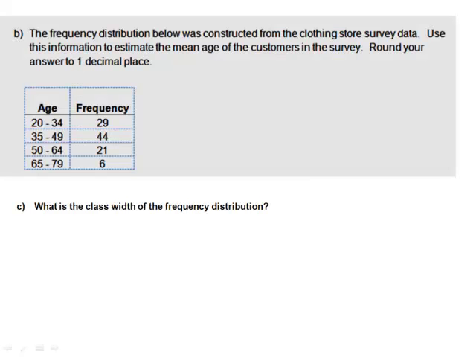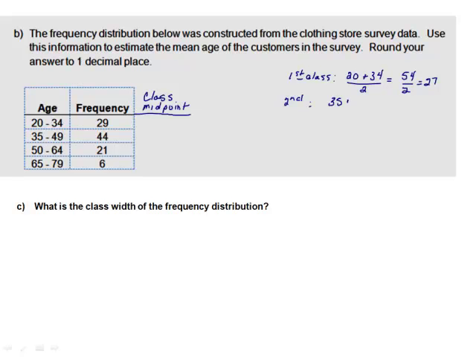Now part B of this question has a frequency distribution, and we're using the frequency distribution to find the mean if this is all the data that we have. So to do this, we need to find the class midpoints for each class. And remember, to do that, you average the upper and the lower class limits for each class. So for that first class, we would average the 20 and the 34, since those were the 2 class limits. And the average of those 2 would be 27. So that's our class midpoint.